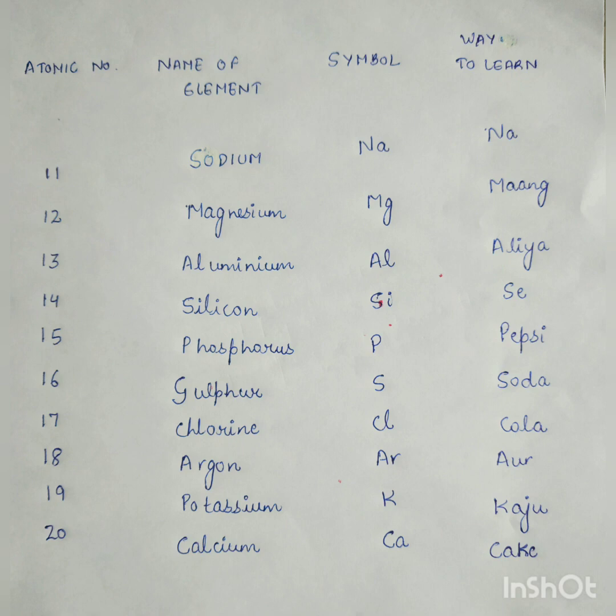The next 10 elements, from 11 to 20, are sodium, magnesium, aluminium, silicon, phosphorus, sulfur, chlorine, argon, potassium, and calcium. Again, how can you memorize them? Yes, I am giving a simple trick to learn the next 10 elements. You just need to learn this.